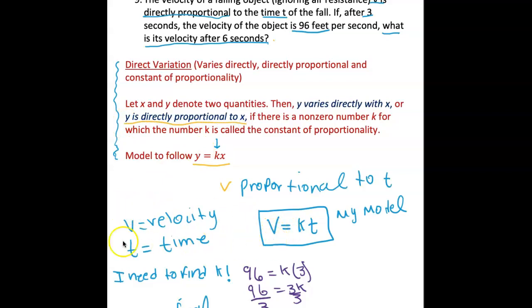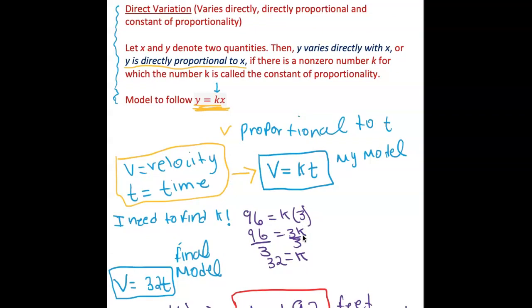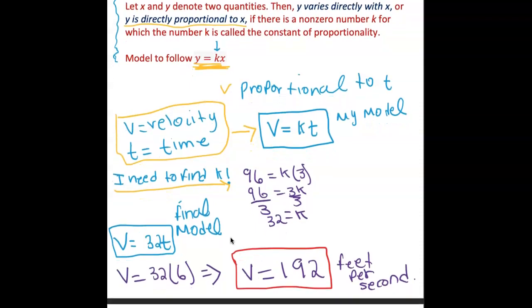Okay, once I have labeled my variables, using the given model, the definition, I can go ahead and construct the one that has my variables for this exercise. Now, once I have that, given the information, I need to find the k value. So this is what I do right here. Find k. Once I have k, I am able to construct a model that's going to help me find the velocity after a certain amount of seconds.